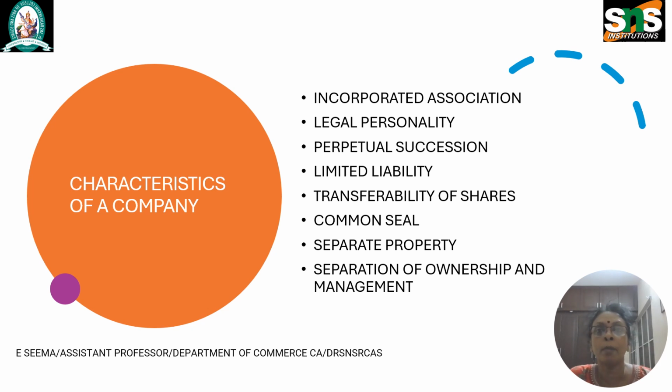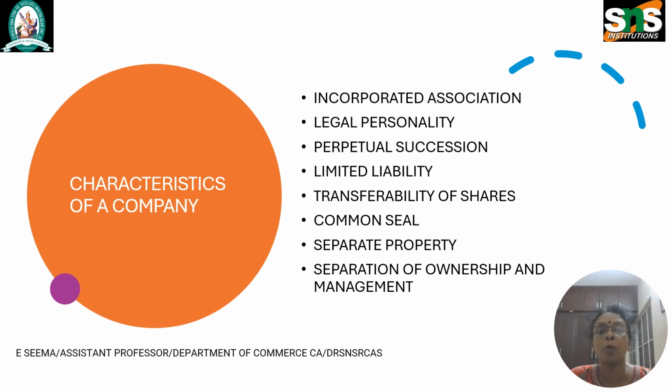And next one is common seal. That is, since a company has no physical existence, its activities are discharged through the directors and officers. They are the agents of the company, and the common seal with the name and registered office address of the company engraved on it is used as the authentication for all important documents and contracts executed by the company.